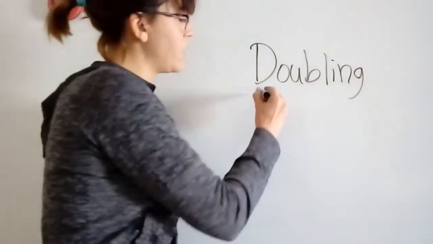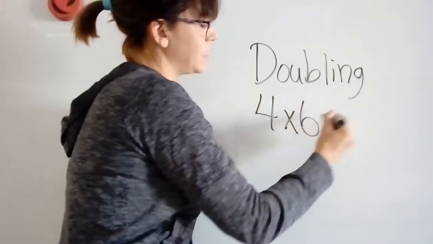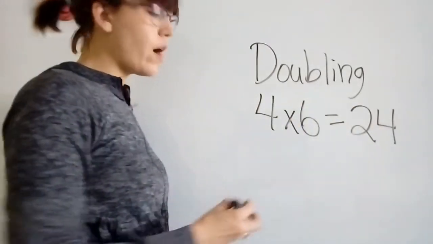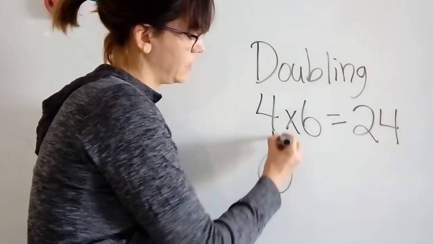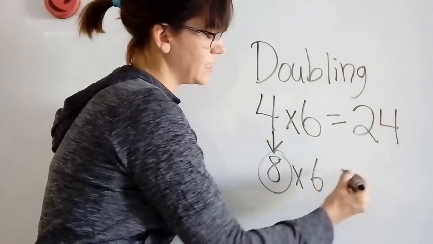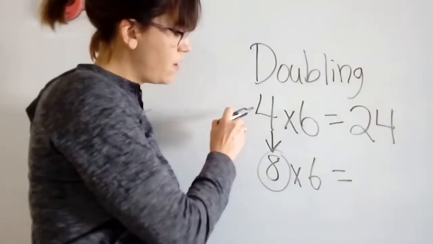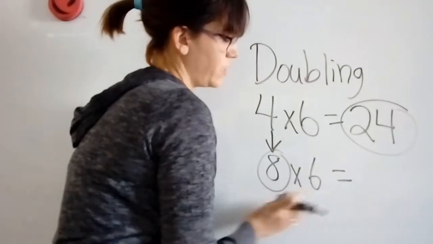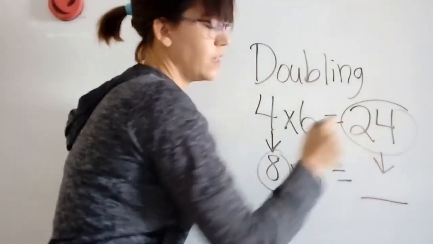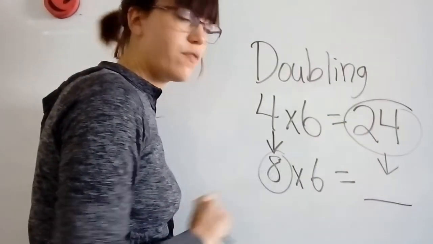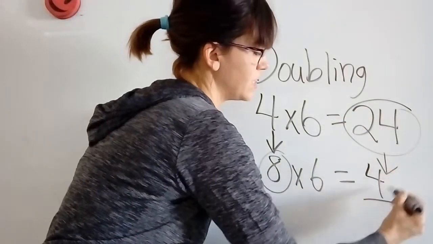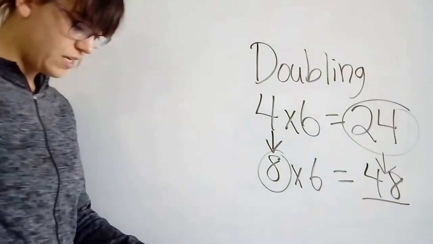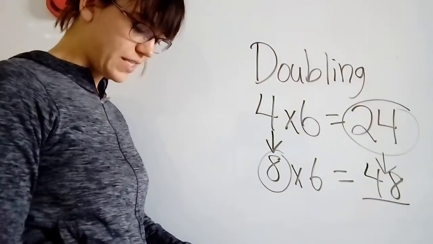So for example, I know that 4 multiplied by 6 equals 24. But now I want to know what 8 multiplied by 6 is. A harder fact. 4 times 2 is 8. So whatever the answer is to this will be double of 24. 24 times 2 is 48. So 8 times 6 is 48. Don't worry, we're going to do a few of these to get the hang of it.